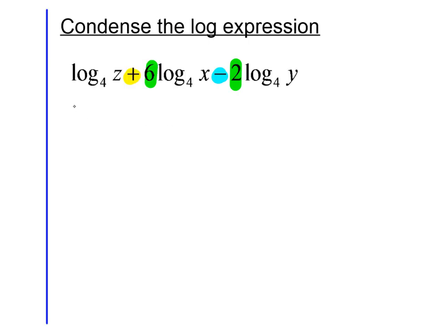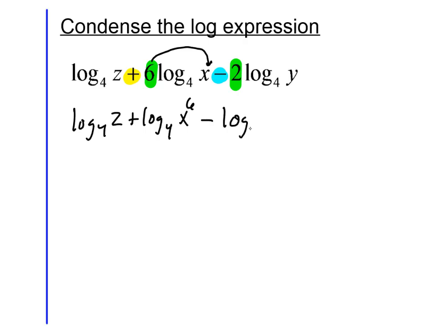First, let's rewrite this with the power property. Log base 4 of z plus log base 4 of x now has a power of 6 minus log base 4 of y to the power of 2. Now I can combine from left to right using my properties. I have a plus sign, so let's combine these logs. Log base 4 of z times x to the 6th power.